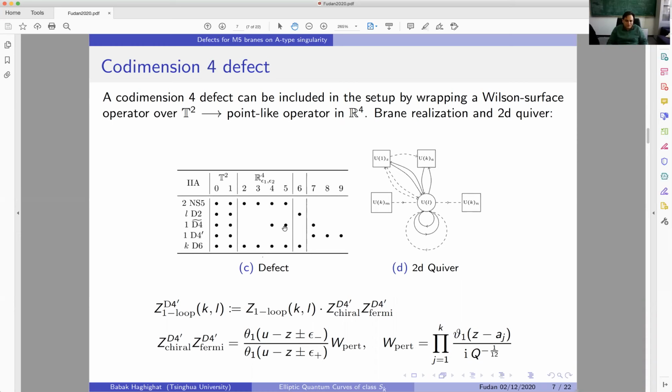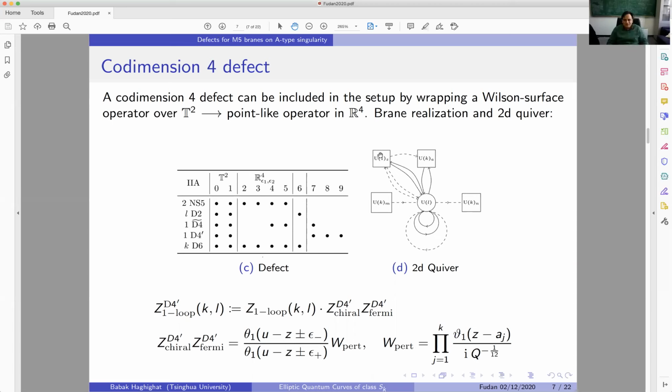Now we are going to insert another brane, namely D4 prime, which is point-like on R4 and fully extended along these perpendicular directions, which were not depicted in the picture, and wraps this T2. So from the 6D point of view, it is a Wilson surface because it is wrapping this T2, but it is point-like on R4, so it is codimension 4. And the quiver is very similar to the codimension 2 one. I am always showing here the quivers of only the codimension 2 defect in the previous case, and in this case only the codimension 4 defect.